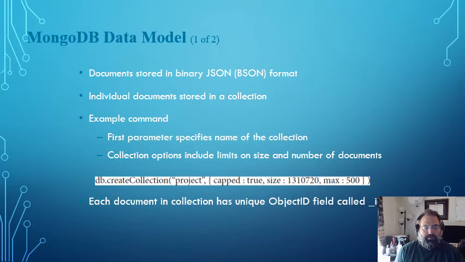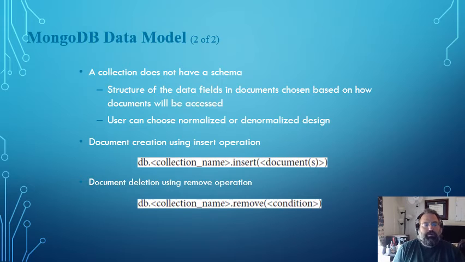So you have db.createCollection, something called project, and it's capped at true. The size is some number, and the max is 500. Each document in a collection has a unique object ID called _id. A collection does not have a schema. The structure of the data fields in the document is chosen based upon how the documents will be accessed. So the reader of the document determines the schema, not something that's native to it itself.